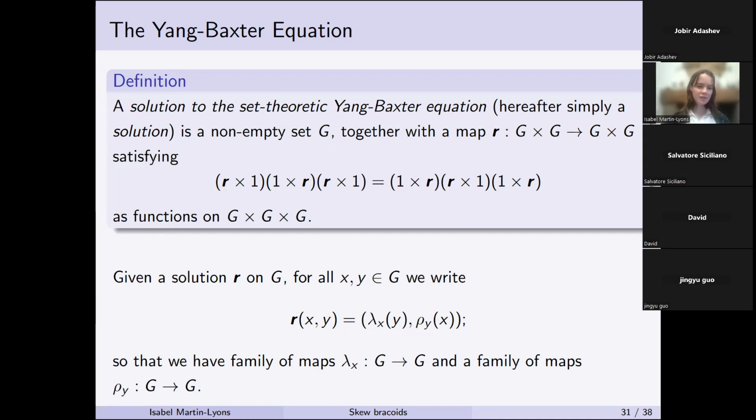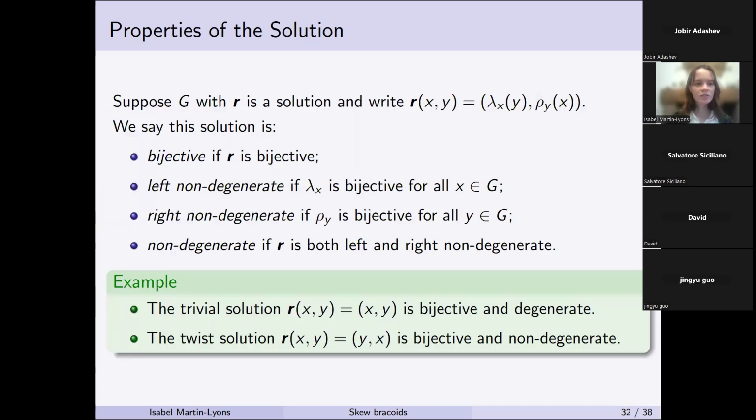Then given a solution R on G, for all x, y in G, we write R of xy equals lambda sub x of y, rho sub y of x. So this gives us a family of maps, lambda sub x from G to G, and a family of maps, rho sub y from G to G. And this allows us to add to the terminology a bit. So let's do that. Suppose G with R is a solution, and write R in the way we've just done with the lambdas and rhos.